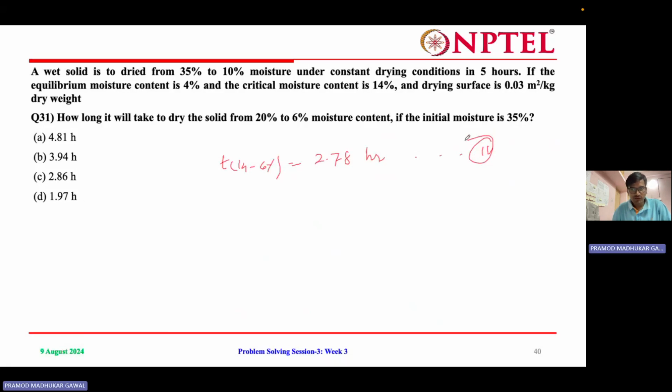Now put the value of equation number 4 in equation 1. So we get the time required from 20% to 6% equal to 1.16 plus 2.78, that's 3.94 hours. Option B is correct.